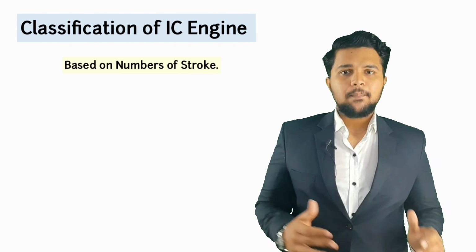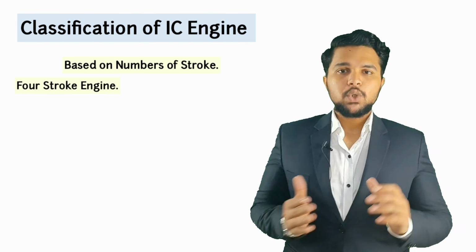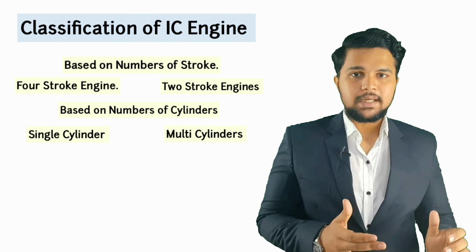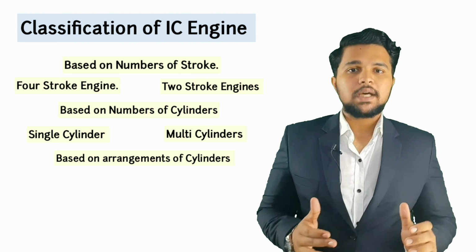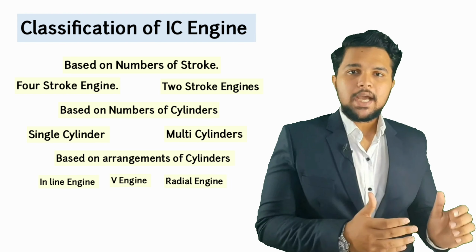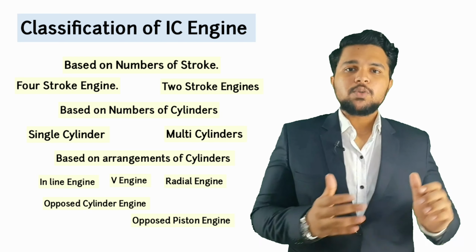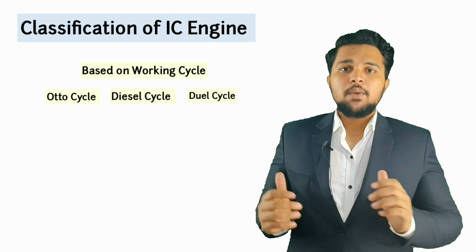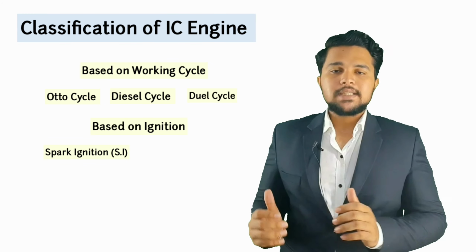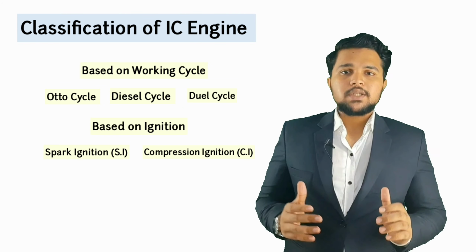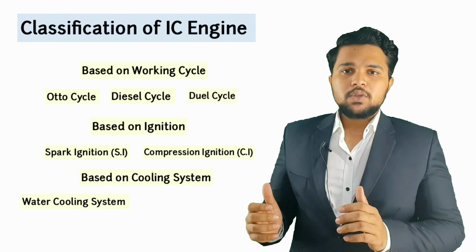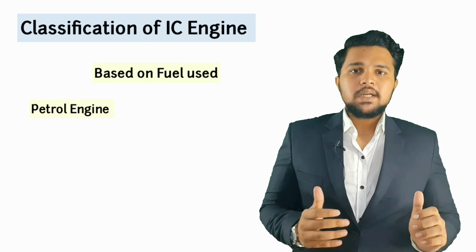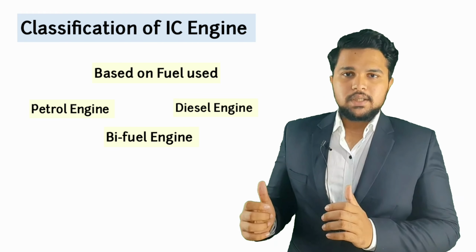Classification of IC engines: based on number of strokes, 4-stroke engine and 2-stroke engine. Based on number of cylinders, single cylinder and multi-cylinder. Based on arrangement of cylinders, inline engine, V engine, radial engine, opposed cylinder engine, opposed piston engine. Based on working cycle, Otto cycle, diesel cycle and dual cycle. Based on ignition, spark ignition and compression ignition. Based on cooling system, water cooled and air cooled. Based on fuel used, petrol engine, diesel engine and bi-fuel engine.